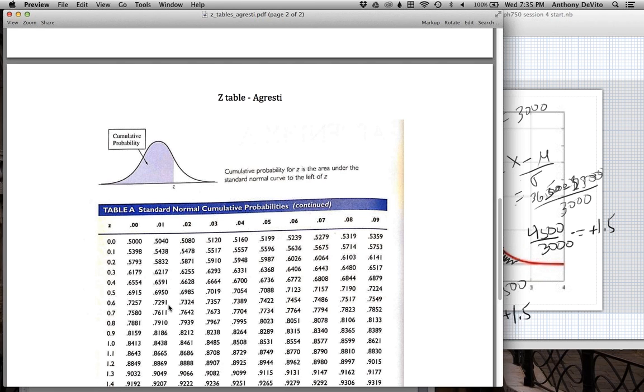If you look at the table, all of those are above 50%, because since the z-score is positive, it represents areas to the left of that z-score, which are always going to be more than 50%, because they're to the right of the mean.